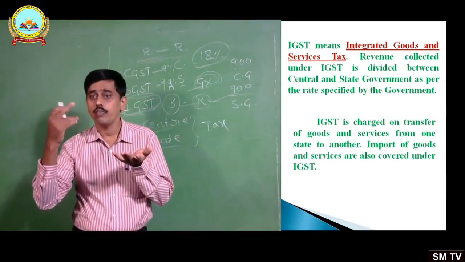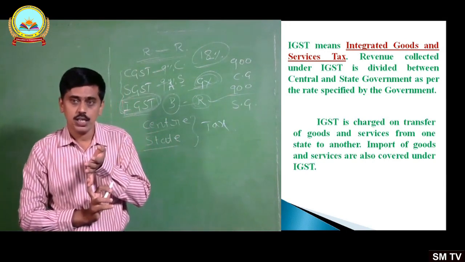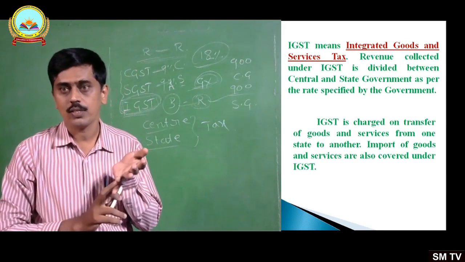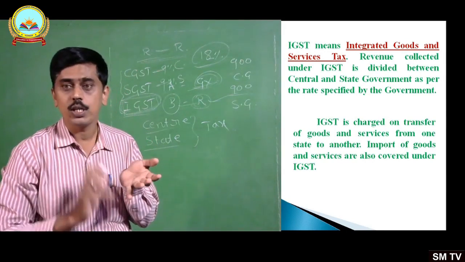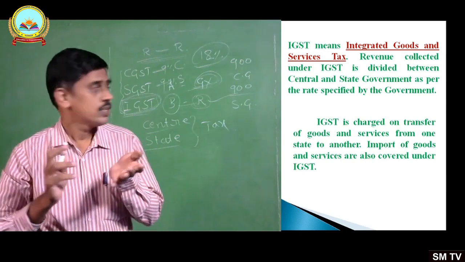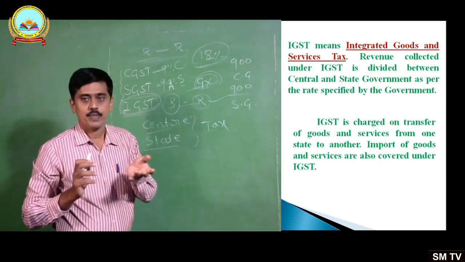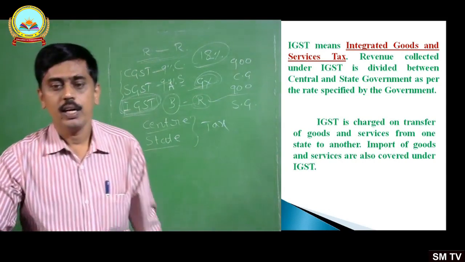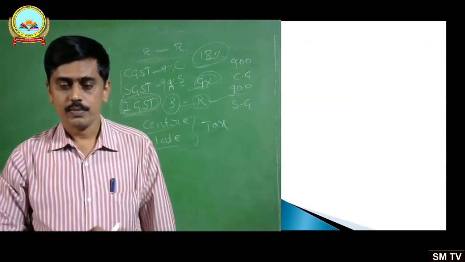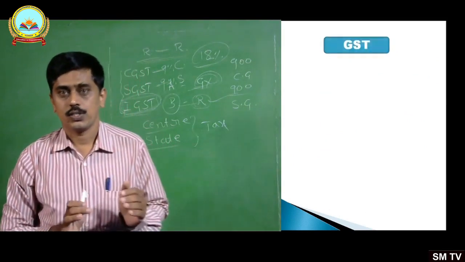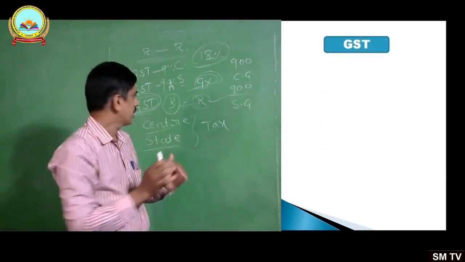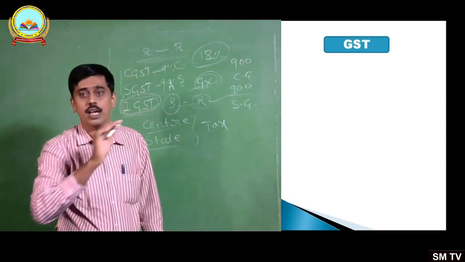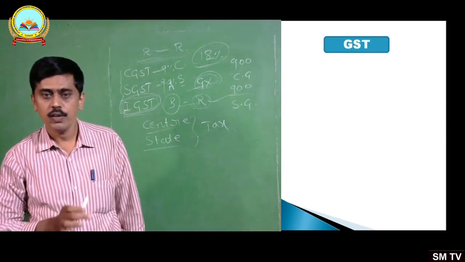First, what have we learned? GST is a destination based tax, and it involves three components, that is CGST, SGST and IGST. Now let's move on to see how it works. GST works, particularly when we have to charge CGST, when we have to charge SGST, and when IGST comes. Okay.